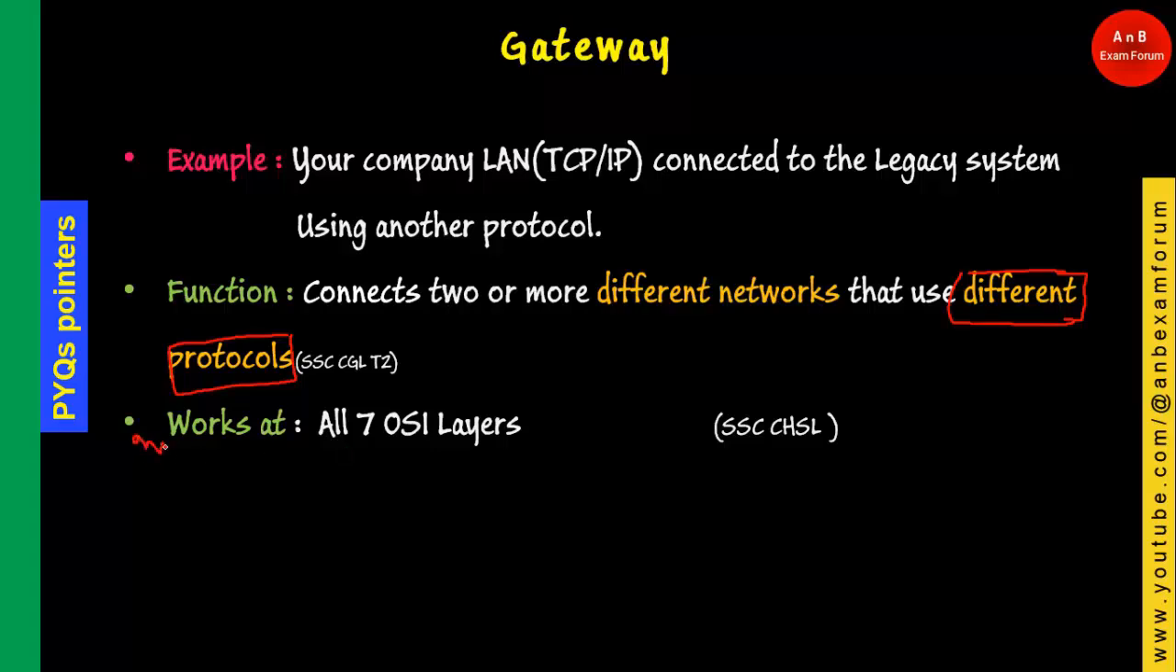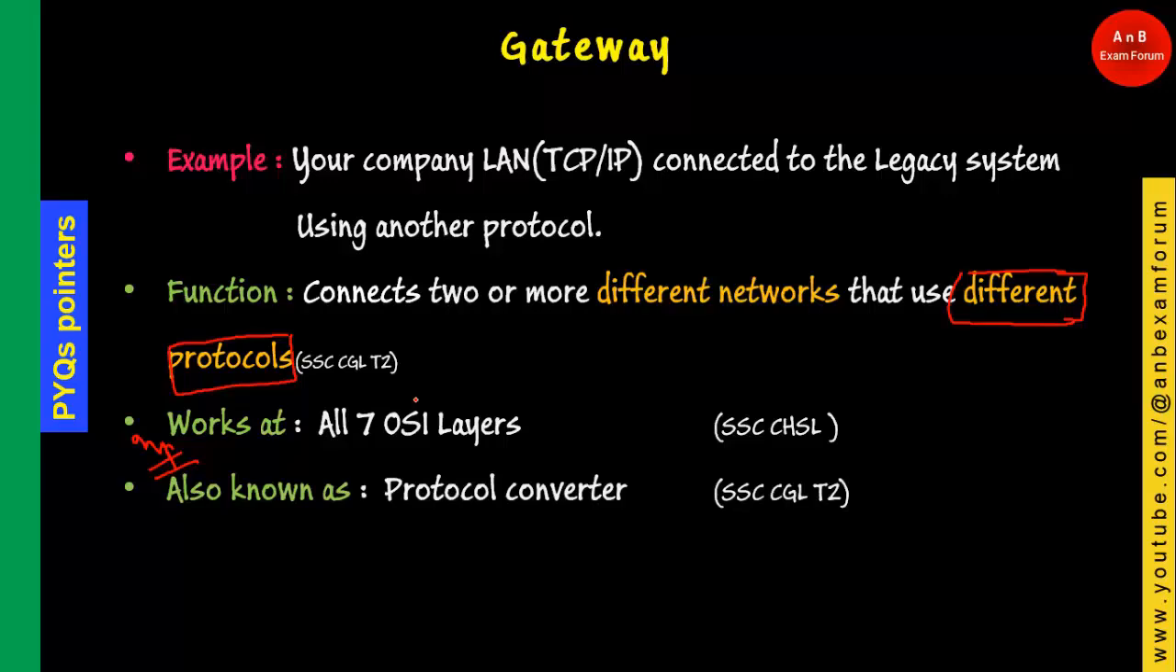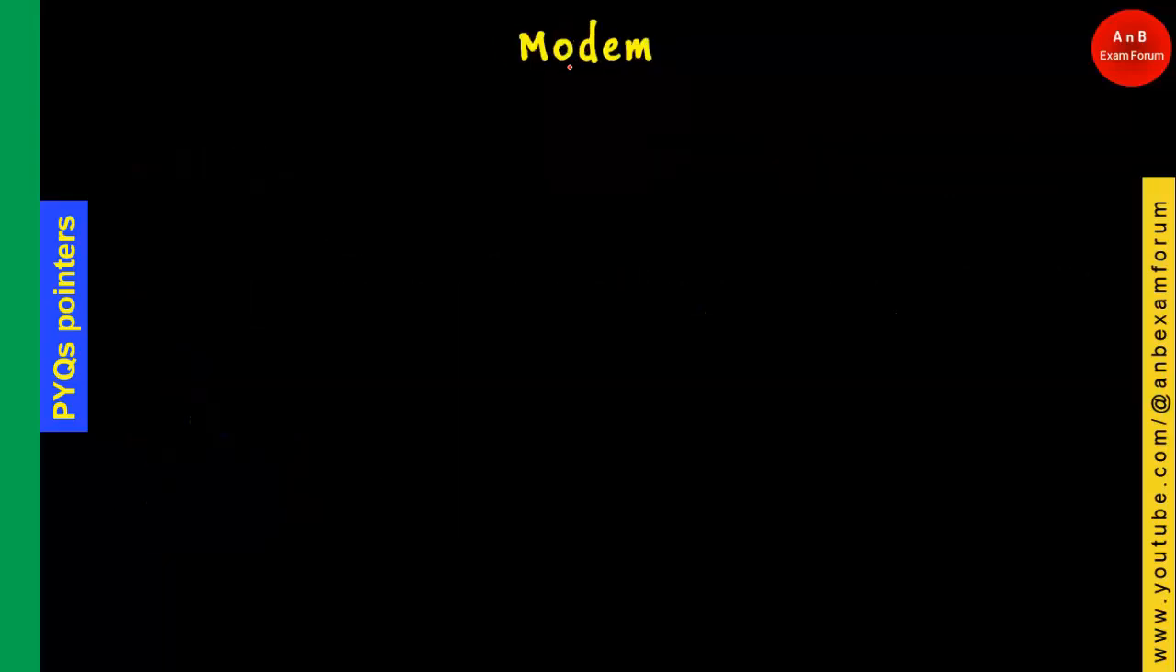Whereas if you see, the router works at layer 3, this operates at all the 7 layers. And a very important pointer again, it is known as protocol converter. Why protocol converter? Because it is using different protocols, so it needs to convert one protocol to another protocol. So gateway is one of the gates of entry into another network that uses different protocol.